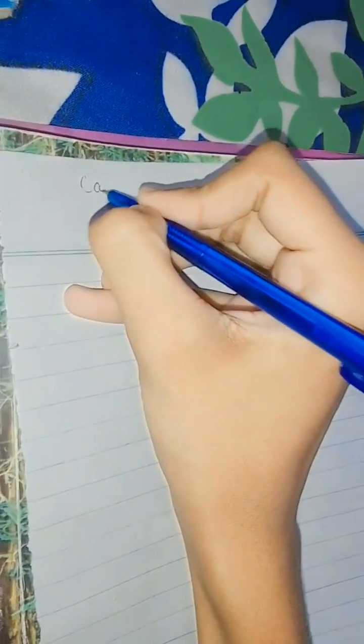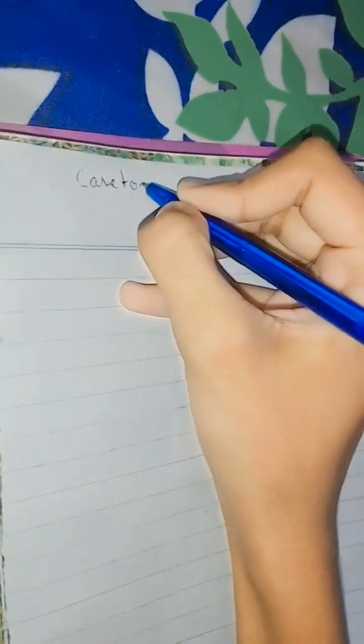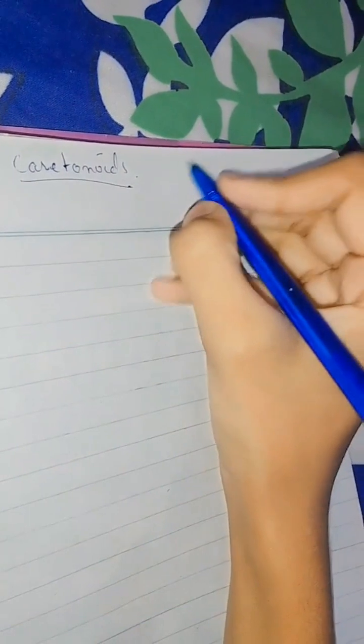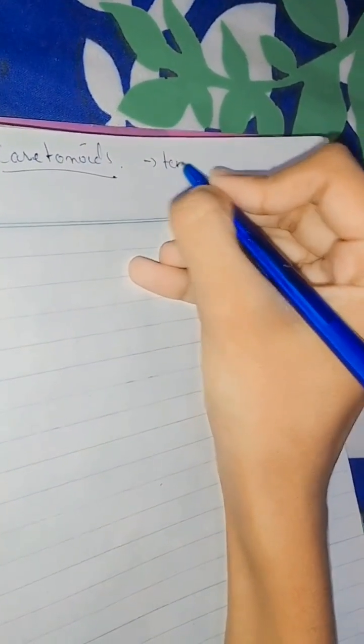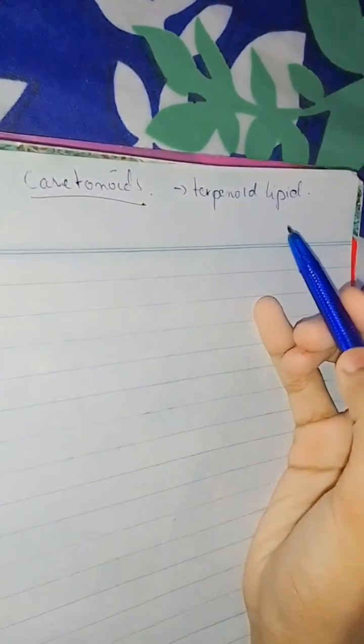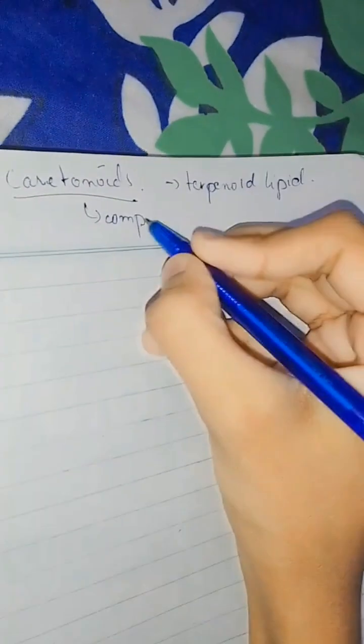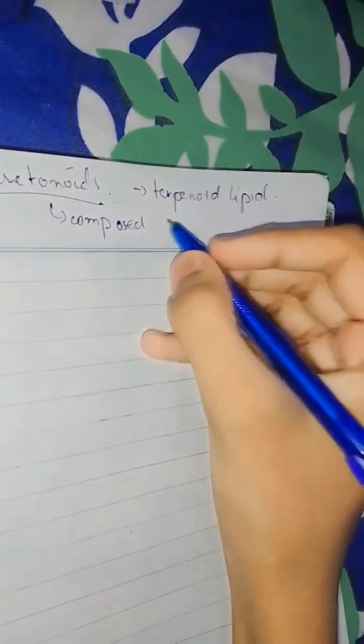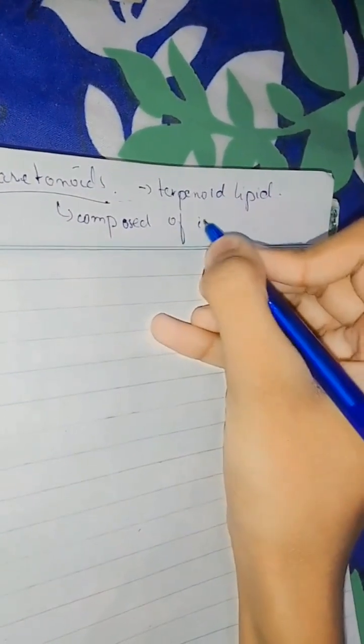Today we are going to discuss carotenoids. Carotenoids are terpenoid lipids. They are composed of isoprenoid units, as we have studied in zoology, like what are isoprenoid units and terpenoids. So basically carotenoids are terpenoid lipids composed of isoprenoid units.